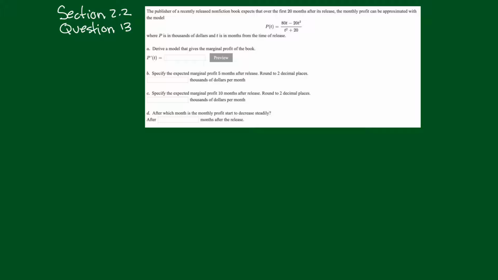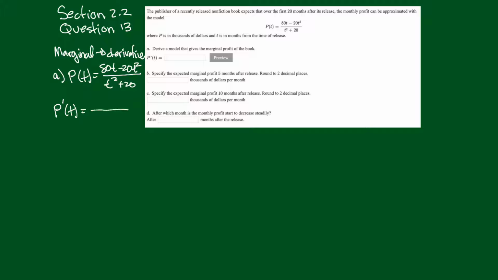Now here's what we need to know. Marginal implies the derivative. So we want the marginal profit, so we're going to take the derivative of this profit function. So in part A, here's our function. The profit depends on time like this: 80t minus 20t squared over t squared plus 20. Now this is a quotient. So to get the derivative, we are going to use the quotient rule.